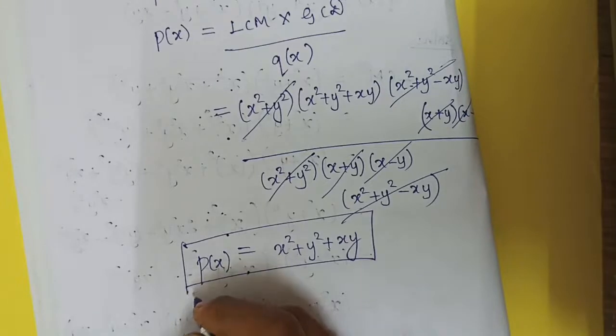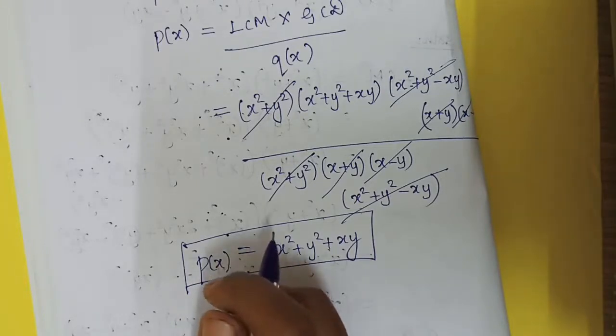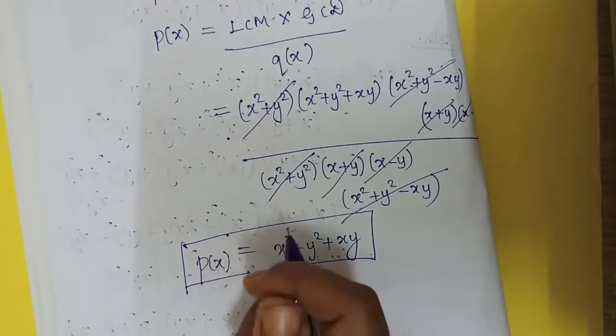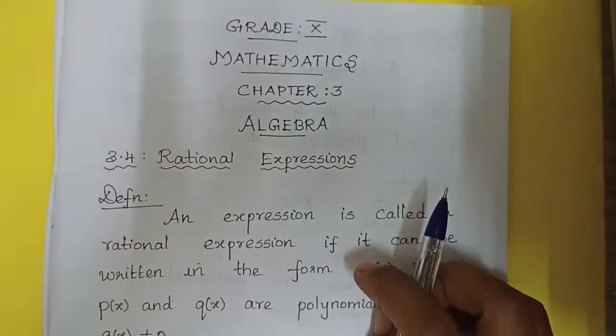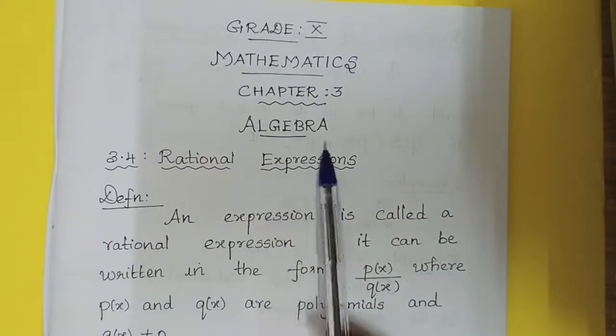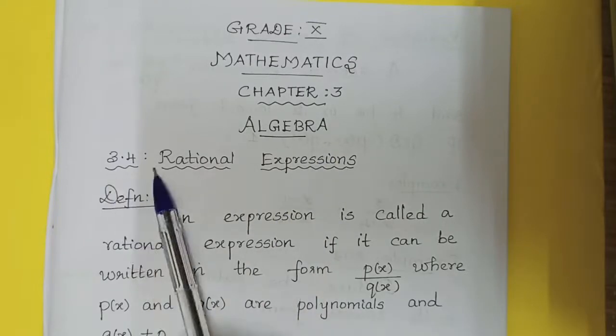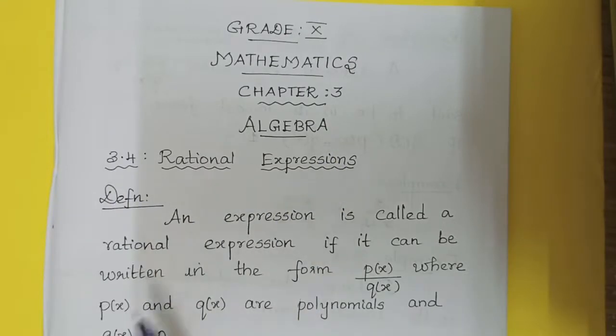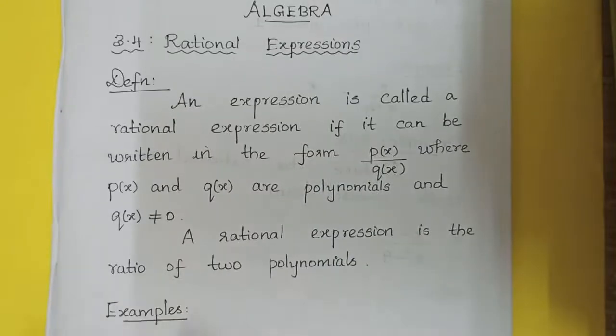That's all. We solved all the problems in exercise 3.3. The next chapter, rational expressions, we are going to see now. Okay, listen. The same chapter, Algebra, but section 3.4, Rational Expressions. It's very easy. See the definition.